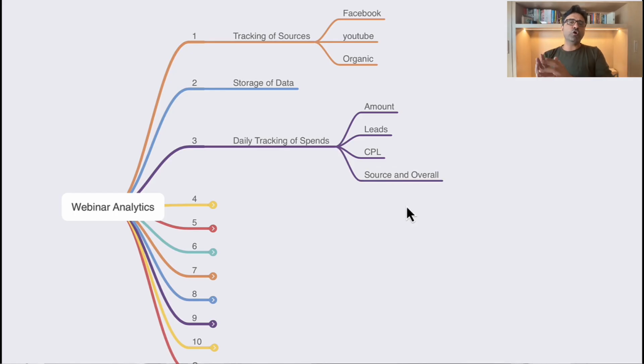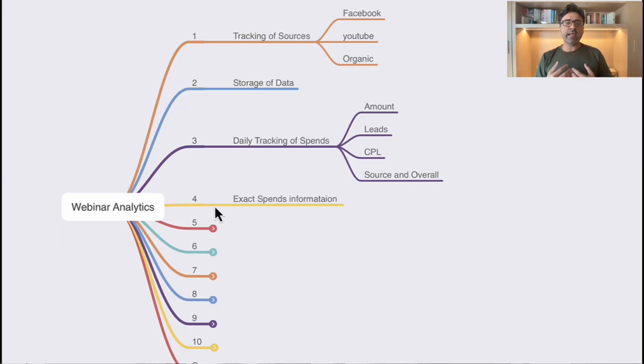So you have a good view of how much money you are spending in total. Let's say you are spending maybe 50,000 a day, and then you understand that out of this 50,000 rupees, how much is going to Instagram and Facebook, how much is going to YouTube. So that needs to be in a very systematic way in which you can store this data. So tracking of spends at a daily level, and also a summation of that, will give you the monthly level information, at a source level as well as at an overall level. So this is the daily tracking of spends.